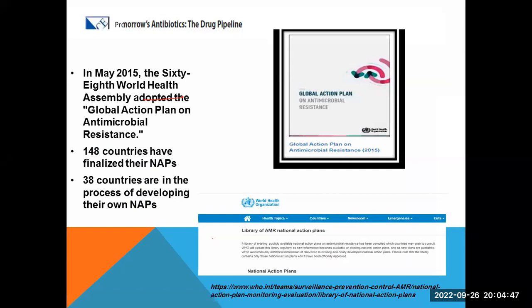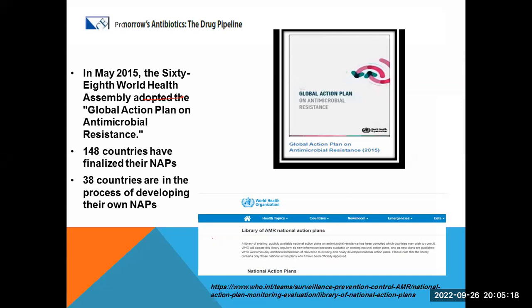So what can we do about this? We stated the problem, we discussed how big the problem is, we discussed the global burden of the problem. But then what should we be doing about this? How can we resolve this issue? In May 2015, the 68th World Health Assembly adopted the Global Action Plan on Antimicrobial Resistance. 148 countries have finalized their national action plans, and 38 countries are in the process of developing their own plans.